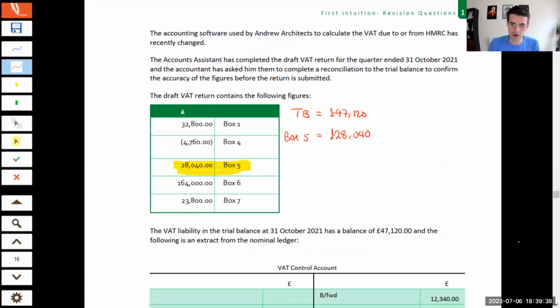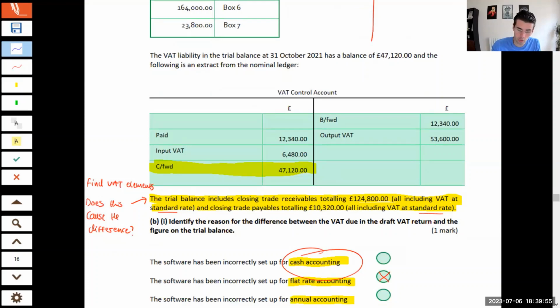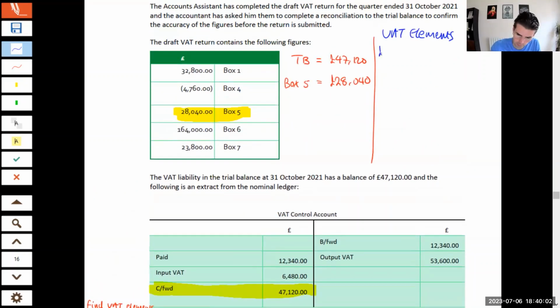So we know the differences with the trial balances are as follows. Let's find those VAT elements, shall we? So again, this is good practice for you guys as well, just getting comfortable with your net and gross amounts. Trade receivables, £124,800, including VAT. £124,800. Again, you can do it different ways, divided by 1.2, whatever way you want to do, it's fine.